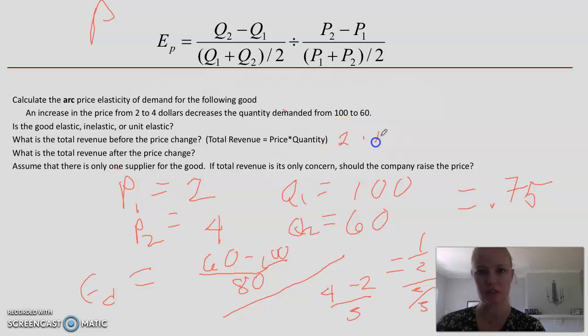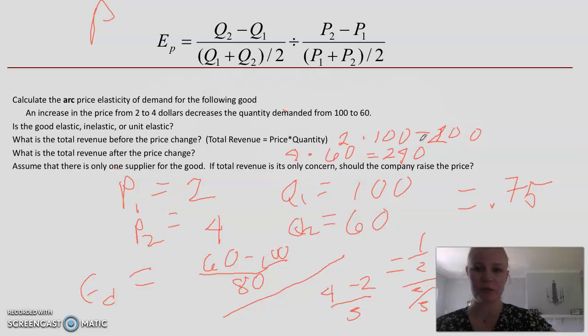So it would be 2 times 100 equals, sorry, this is 200. After the price change is 4 times 60, which is 240. So, in this case, if total revenue is the only concern, should the company raise the price? And the answer is yes.